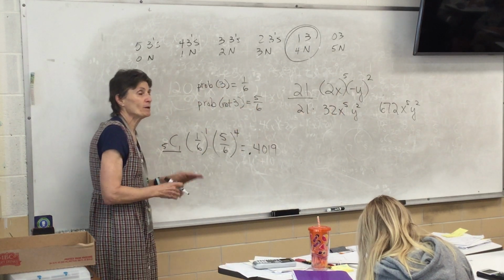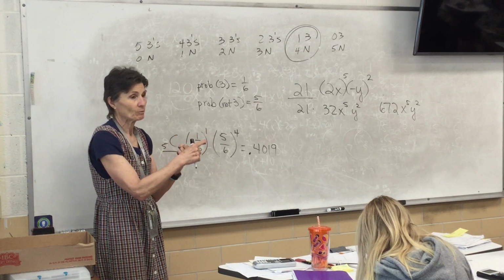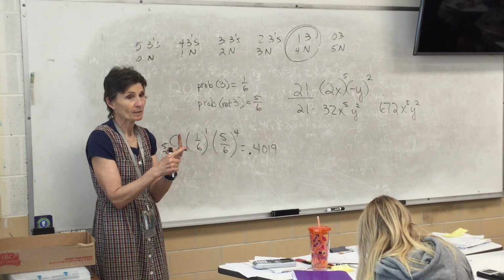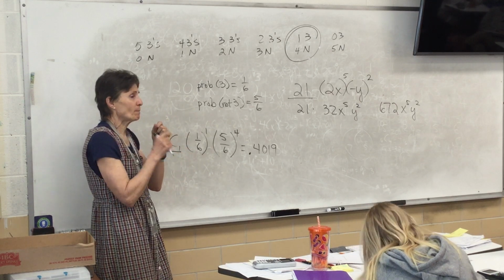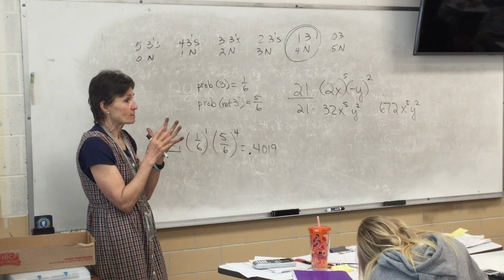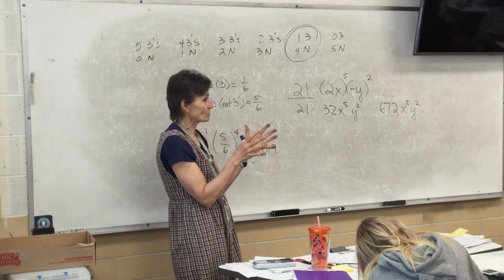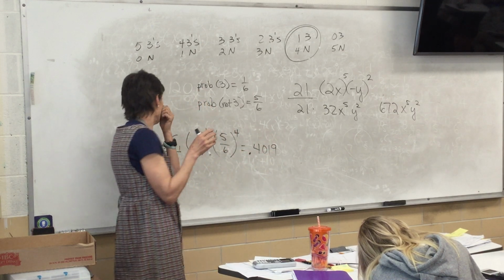This is called binomial probability. There are 2 things that can happen. I get my 3, I don't get my 3. If I do the experiment 5 times, if I roll the die 5 times, then I'm going to use the 5th row of Pascal's triangle or the 5C numbers.